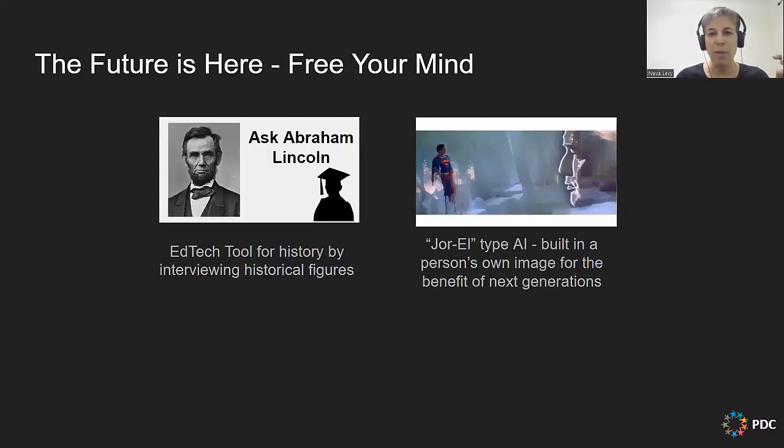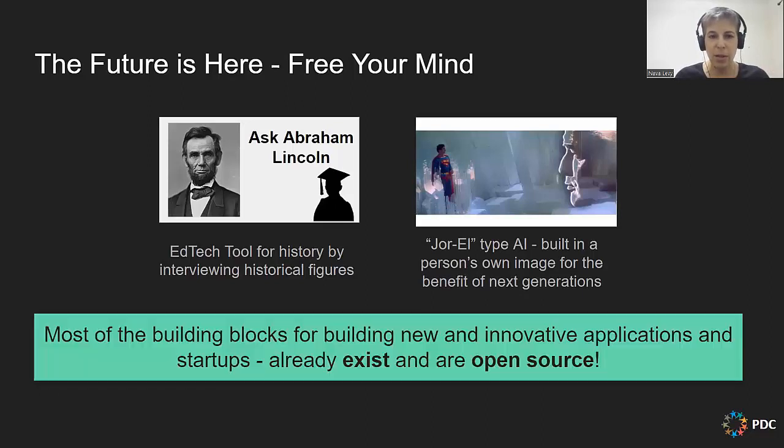And this is maybe more futuristic and slightly more creepy. So Jor-El type AI, built in a person's own image for the benefit of the next generation. If you remember, Superman actually talked to his dad, even though his dad, Jor-El, died thousands of years earlier, by talking to an AI built in his dad's image. So this is something that's also possible today. So most of the building blocks for building new innovative applications and startups already exist and are open source.